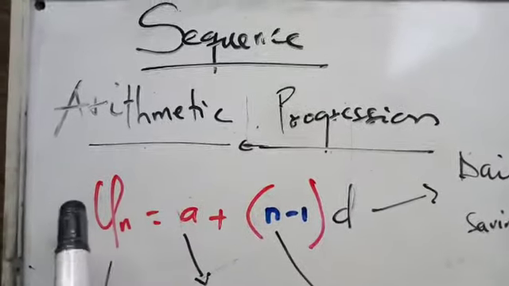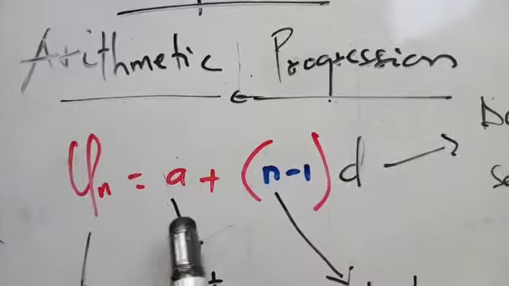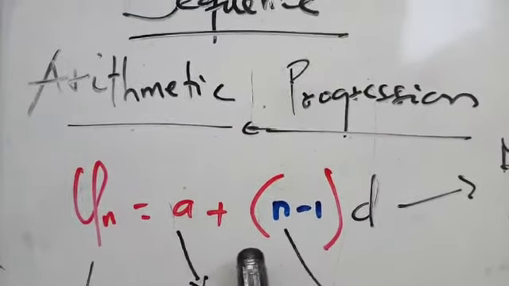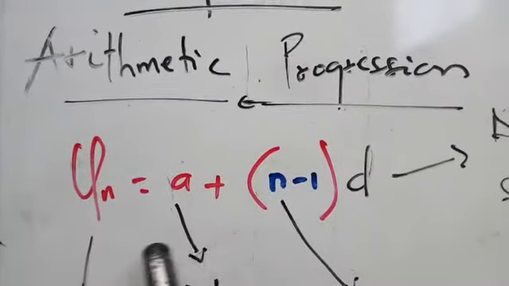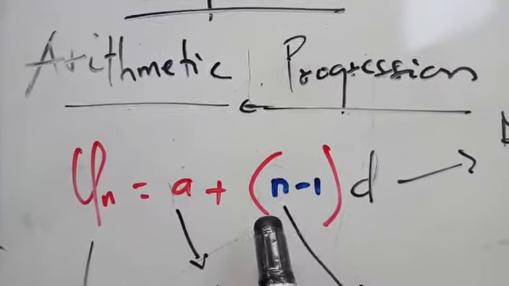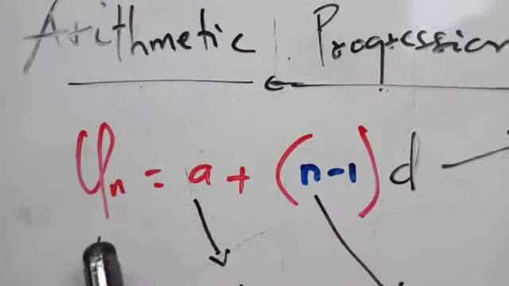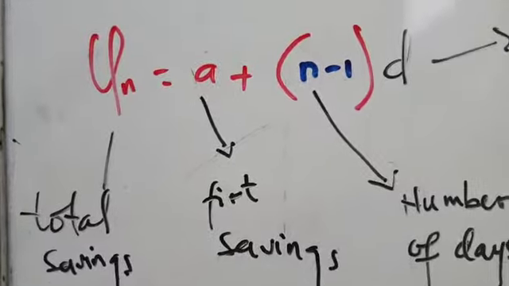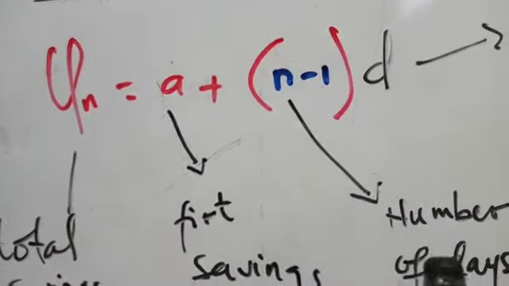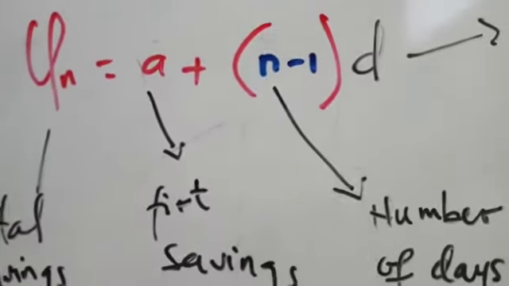If you say something is an arithmetic progression, this is how it looks. This is what you call an arithmetic progression, or a linear sequence. If you look at this one here, I call it the total savings. Assume you want to save some amount of money to buy a phone or any item that you want to buy.